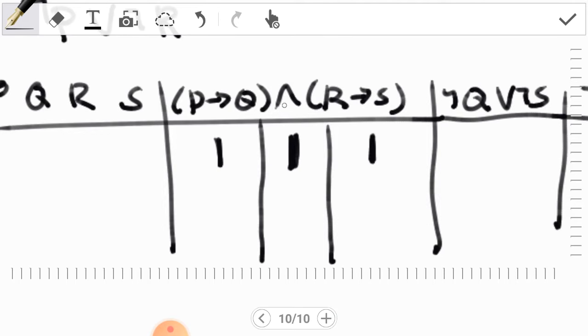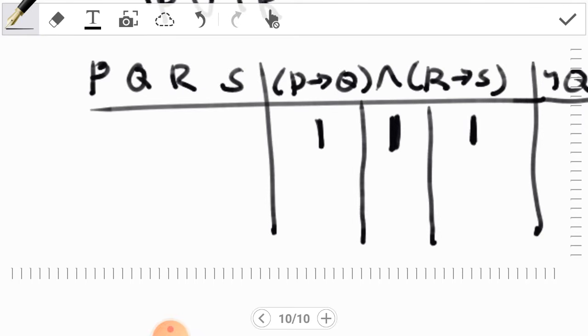For P implies Q and R implies S to be true, since this is a conjunction, then P implies Q must be true and R implies S must be true. Okay. For P implies Q to be true, we can use P is false, because if P is false, automatically P implies Q is true. So it means Q can be true, Q can be false. R implies S is true.